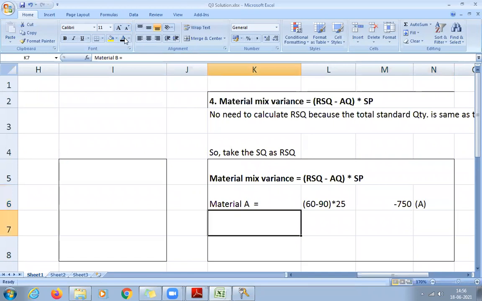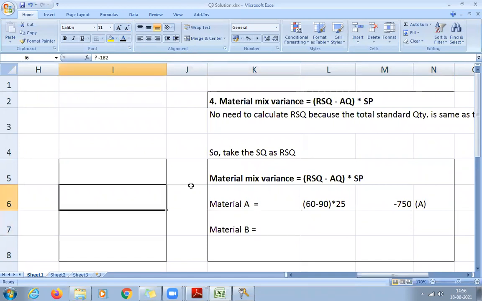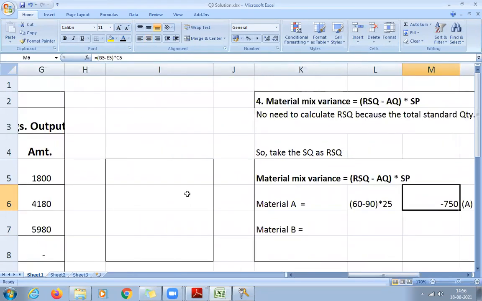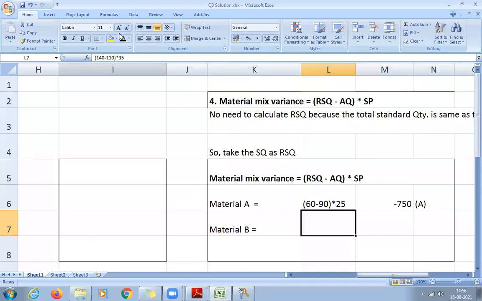Now, similarly, we calculate for B. So, standard quantity is 140, actual quantity is 110, and standard rate is 35. So, 140 minus 110 into 35. 1050. Adverse or favorable? Favorable. Yeah, 1050.